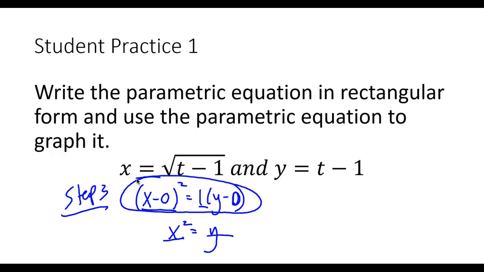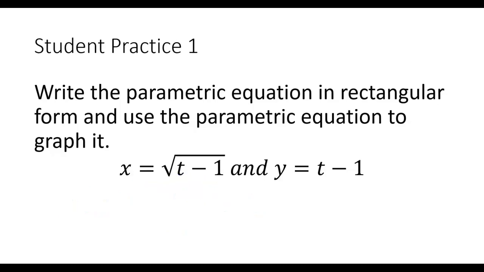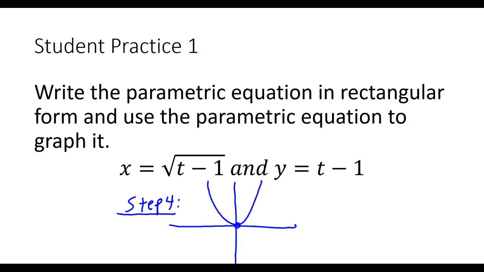Last step is to go ahead and try and graph it. So pause the video here and see if you guys can go ahead and graph it. And there's the graph. So the vertex was 0, 0. And since the p-value was positive, it's a happy face parabola.